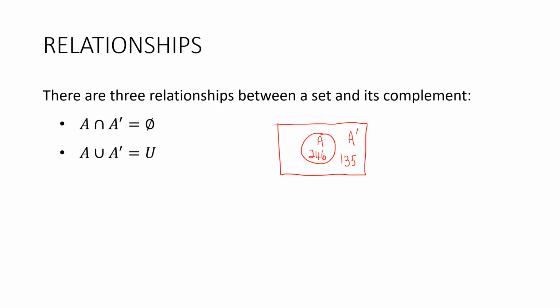The second relationship, the union between a set and its complement, is the universal set. And you can see how all of those numbers make up the universal set. And then finally, the number of elements in A plus the number of elements in the complement of A must equal the number of elements in the universal set.